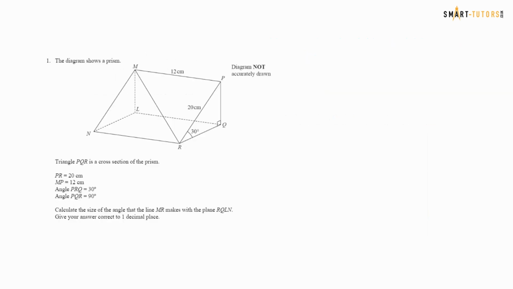So question number one. The diagram shows a prism. Triangle PQR is a cross-section of the prism. PR is given, MP is given, and angle PRQ is 30 degrees. Angle PQR is 90 degrees. Calculate the size of the angle the line MR makes with the plane RQLN. RQLN is the bottom base. We want the angle between that base and the line MR.